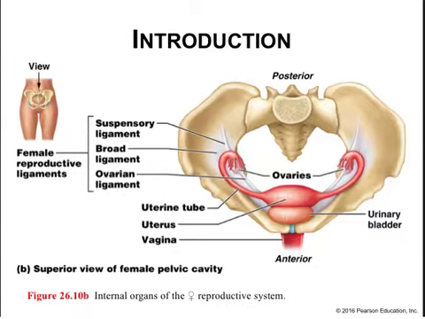Okay, welcome back. This is the second half of the chapter on the human reproductive system, and we're examining the female reproductive system. We've got here a superior view of the female reproductive system showing you the uterus, the fallopian tubes, the ovaries, and the associated ligaments that maintain the position of this organ system inside the abdominal pelvic cavity.